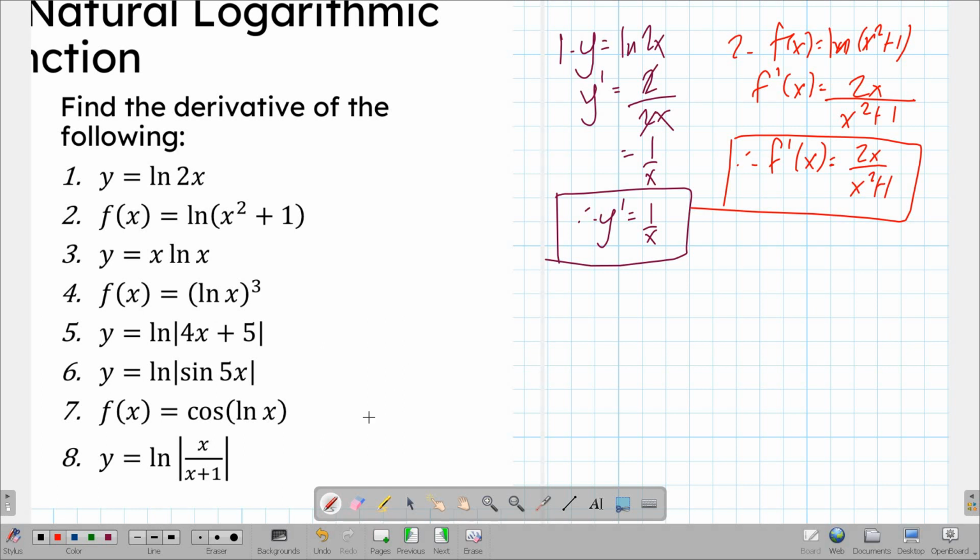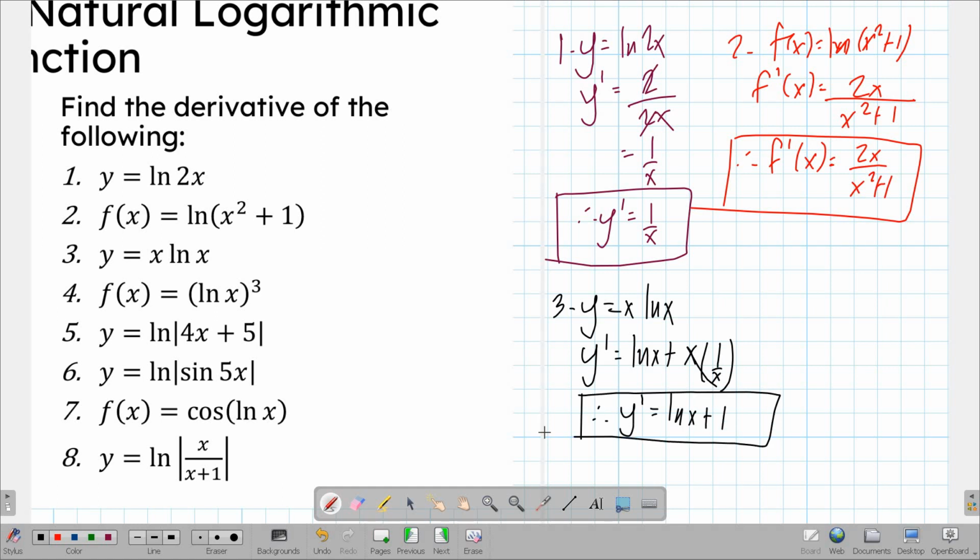And for number 3, we have here y is equal to x times ln x. And that calls for the product rule. Therefore, y prime would be equal to the derivative of the first, which is 1, times the second, ln x, plus the first times the derivative of the second, which is 1 over x. This gets cancelled, so we're left with 1. Therefore, the derivative of x ln x is equal to ln x plus 1. There you go. The rest of the items here are for your practice.